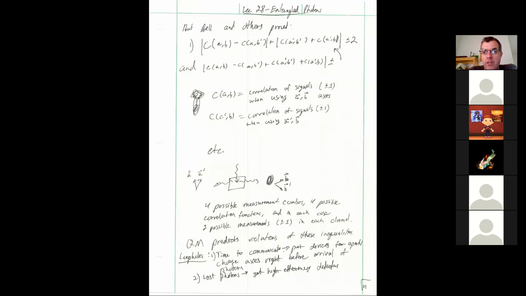Any questions? Do you have any personal theories on what it could be that's correlating those two photons? I have no idea. I think that we should take Bohmian mechanics pretty seriously.